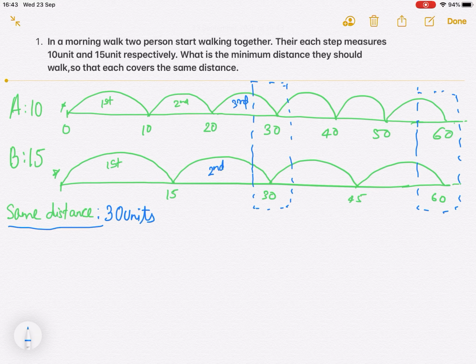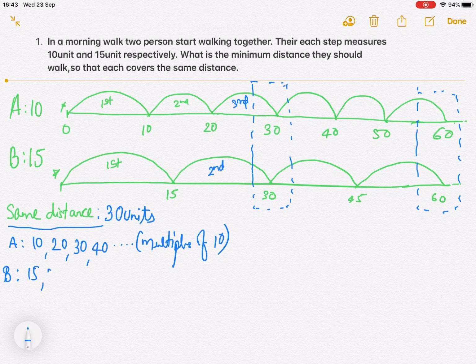Now, what does all of this explain? Basically, what we found was, when you wrote for A, the distance it covered was 10, 20, 30, 40, and so on, which were multiples of 10. For B, it was 15, 30, 45, 60, and so on, which were multiples of 15. So what exactly we were finding was a common multiple.